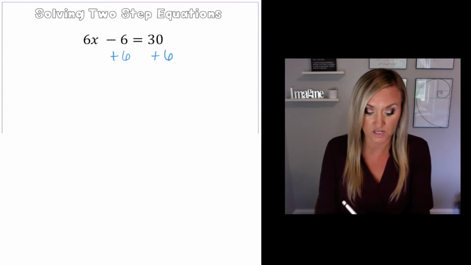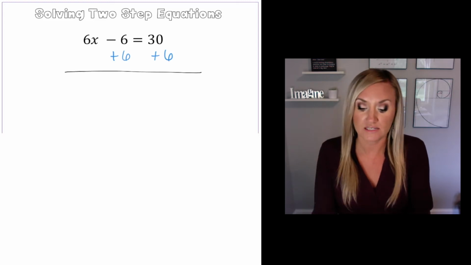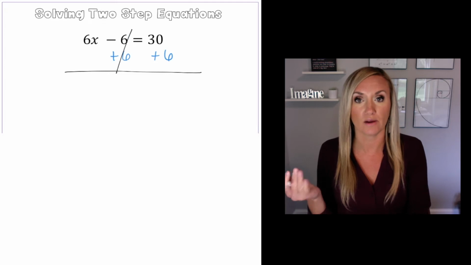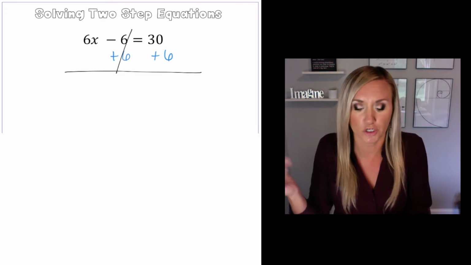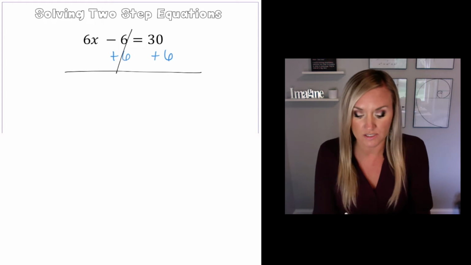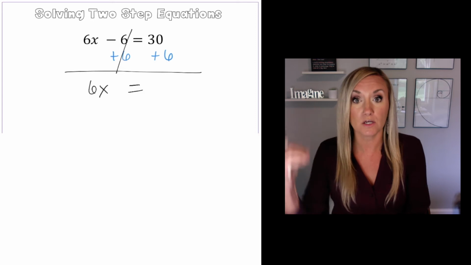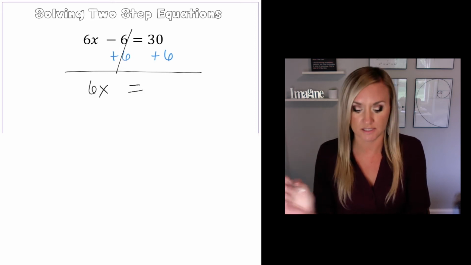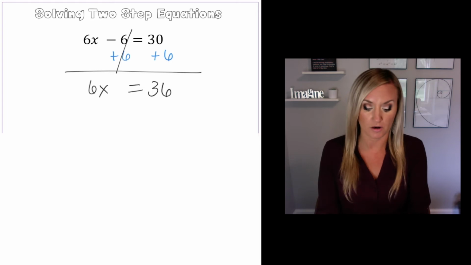Now, once we've done that, something really cool happens: this negative 6 and a plus 6 go away, right? I owe you $6, I pay you back $6. We're even, we're good. So I'm going to bring down the 6x, bring down the equal sign, and then do that operation of 30 plus 6, which is 36. Okay, so the last part is I need to get that 6 gone.